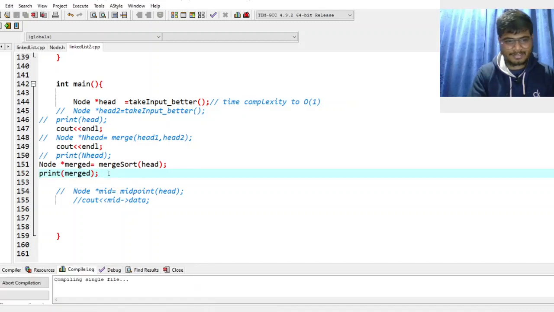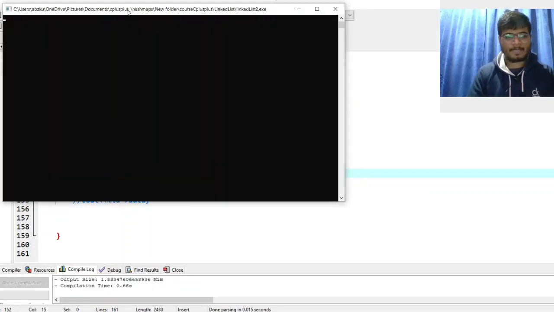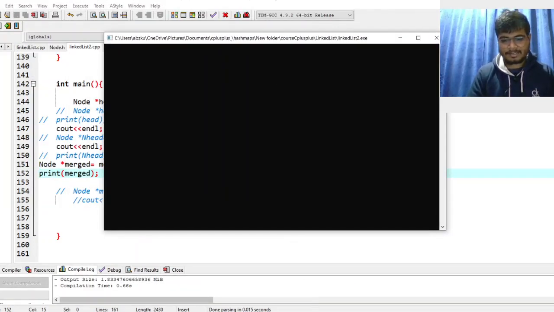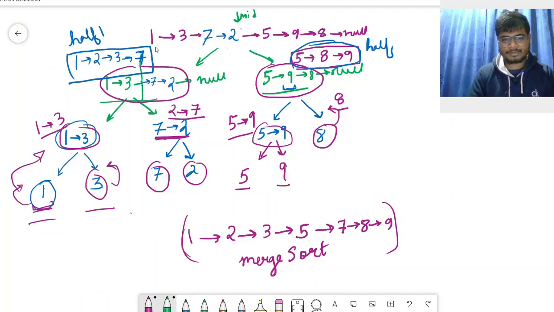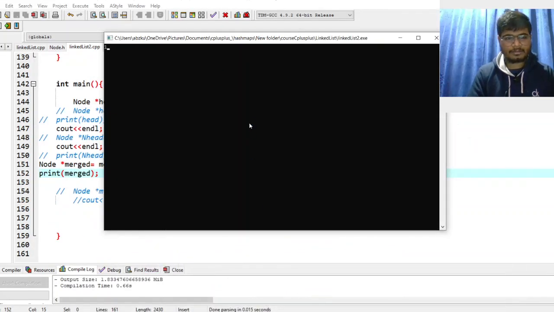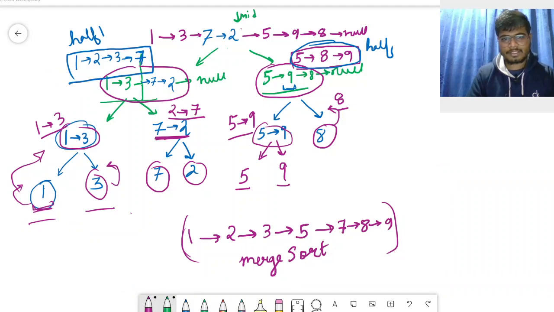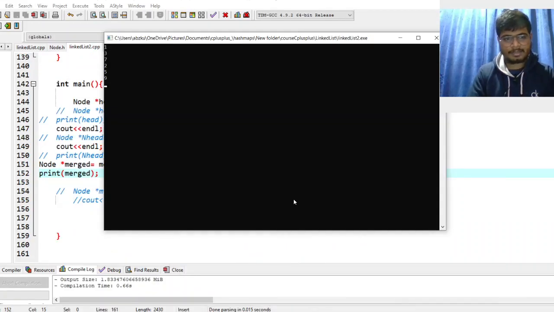Fine, I guess this should work now. Let's check. We'll give the same values that I used here. What did I use? 1, 3, 7, 2, 5, 9, 8, minus 1. If everything goes right, we should get a sorted array. And here it is. We got our array sorted.